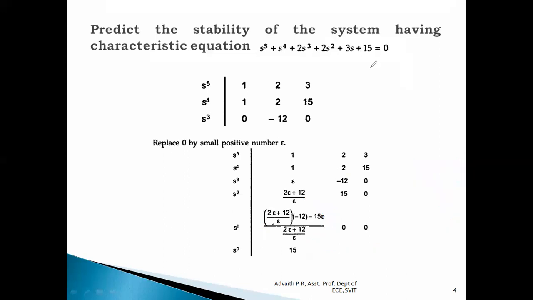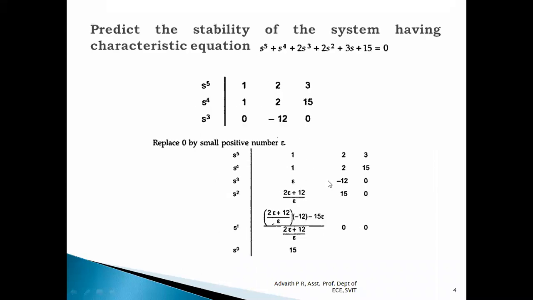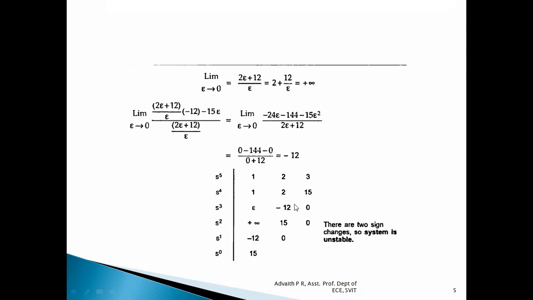Now, if we observe, when the first element in a row is equal to 0, we have replaced that element 0 by a small positive number called epsilon. After this, we will apply limit epsilon tends to 0 wherever epsilon comes into picture. To h to the power of 2 as well as h to the power of 1, we'll be applying limit epsilon tends to 0.